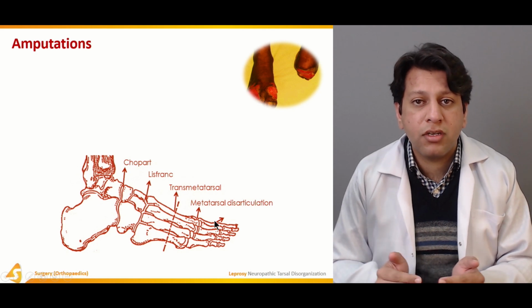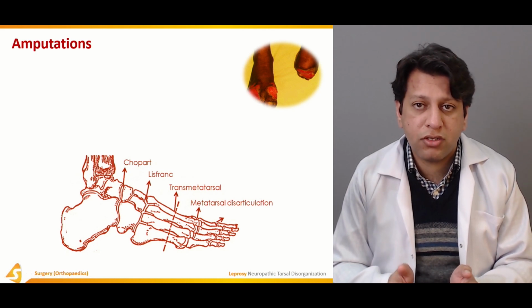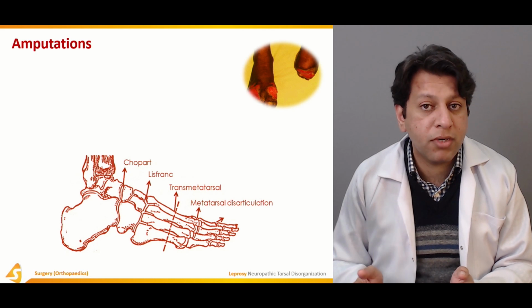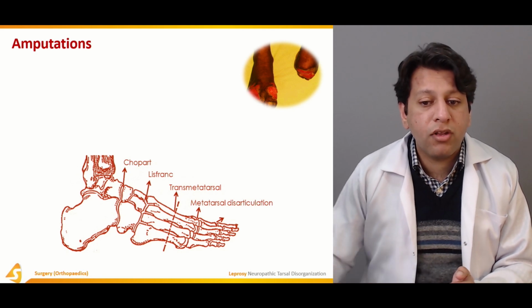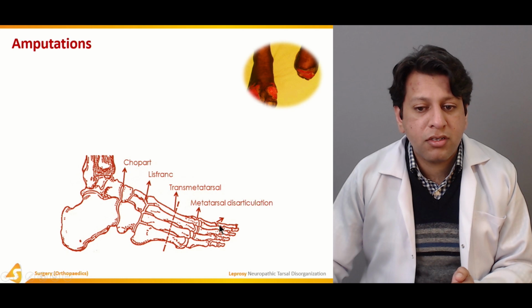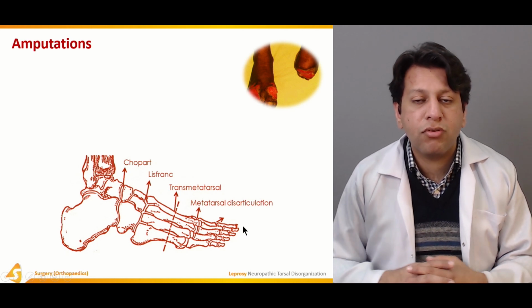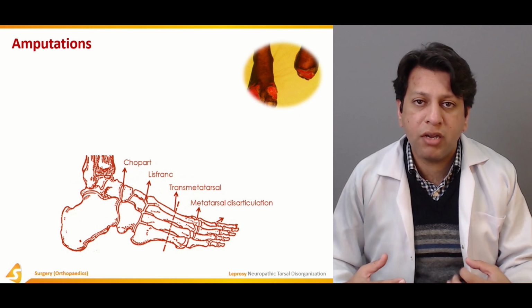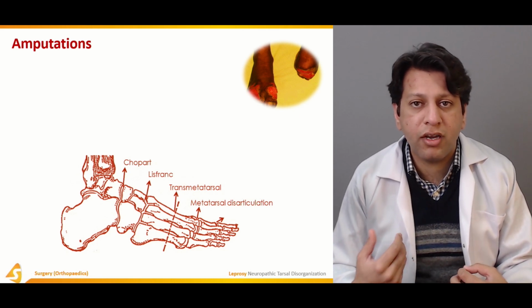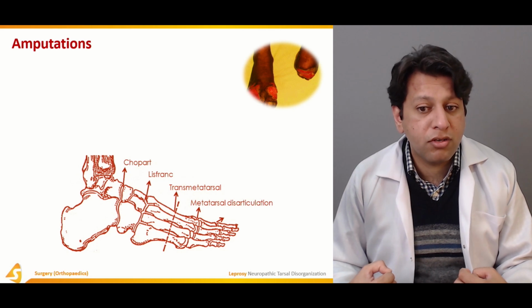If infections, necrosis and gangrene are restricted to that area, this could be a metatarsal disarticulation. If it involves the metatarsals along with some part of the tarsometatarsal area, this could lead to a ray amputation, in which all the phalanges and some part of the metatarsal are removed.